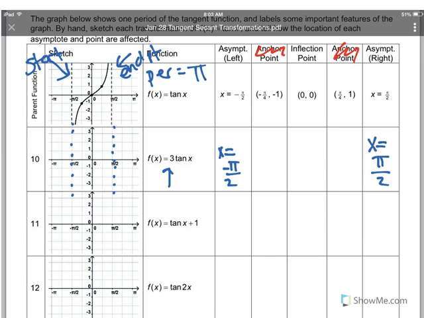Now, you're going to say anchor point. I don't really use that term a lot, but what I am going to do is find my middle point, and this is where my intercept would be, because notice the intercept line goes through 0. Once I get both of my asymptotes covered, I know that my intercept is going to be halfway between the period. So halfway between negative pi over 2 and pi over 2 is 0. So I'm going to have the point (0, 0).